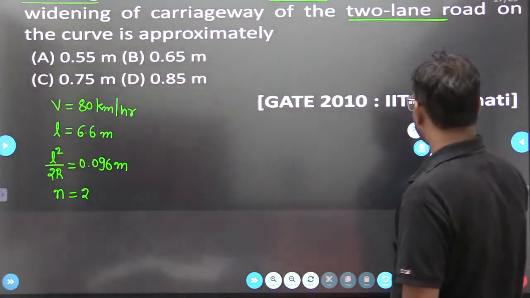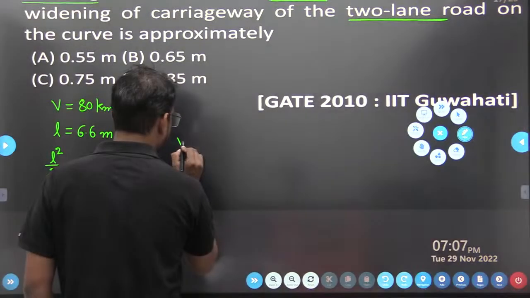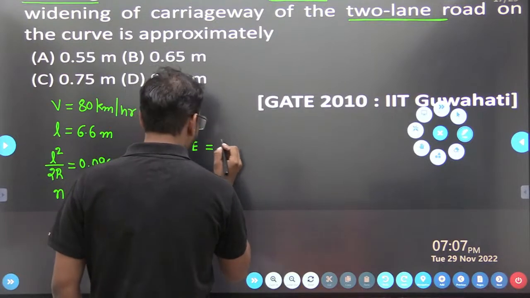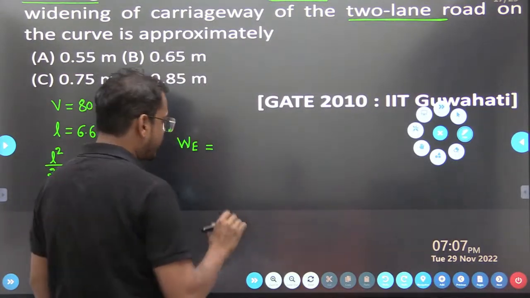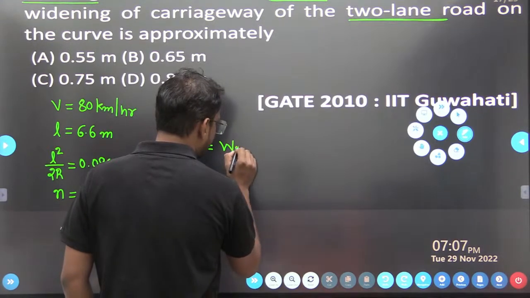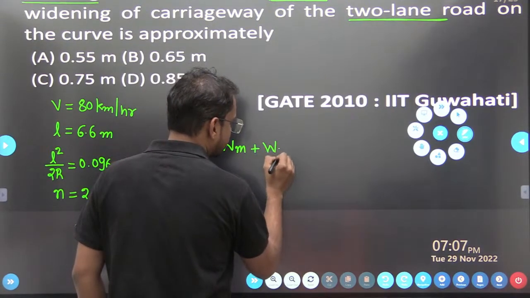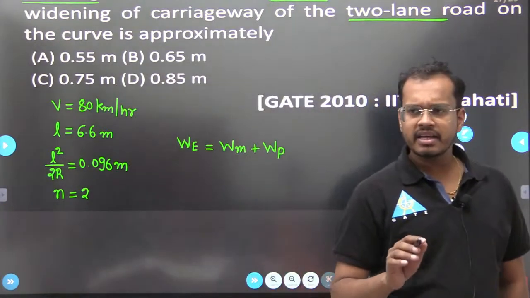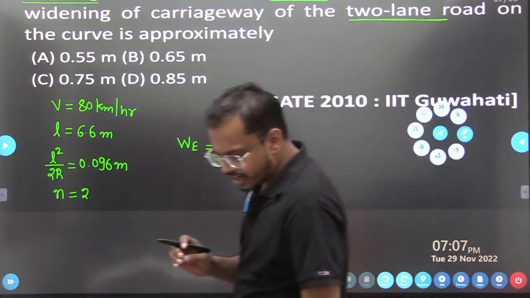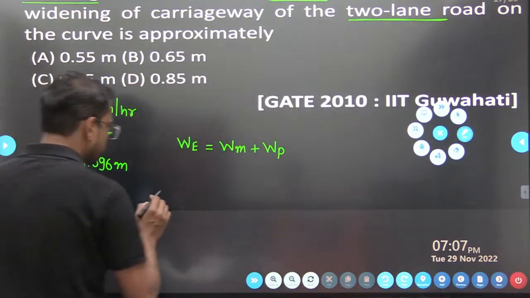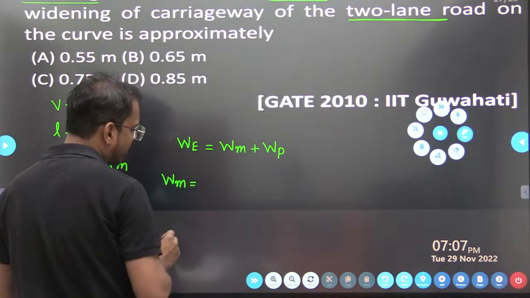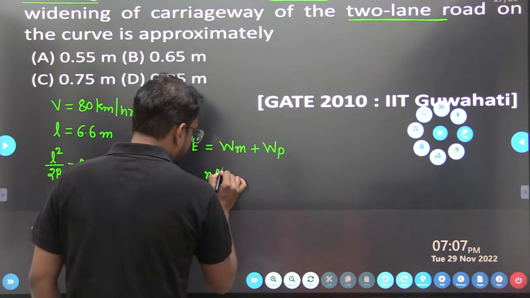So, my dear friend, we already know that extra widening is just the summation of mechanical extra widening plus psychological extra widening. So, what is the value of mechanical extra widening? We already know that mechanical extra widening is equal to nL square divided by 2R. Am I right? So, the value of mechanical extra widening is nL square divided by 2R.